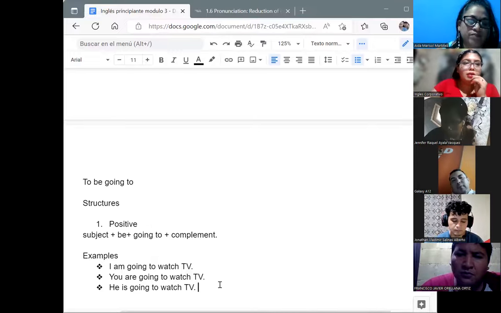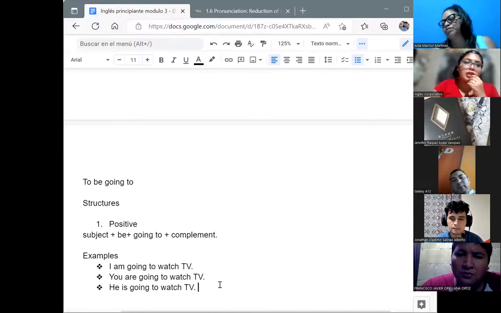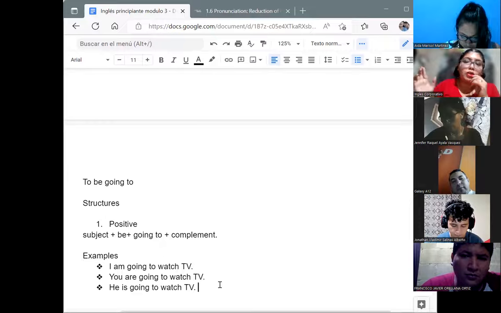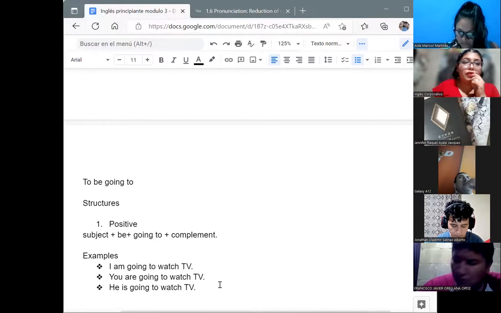Si nosotros tenemos auxiliares, como en este caso estamos utilizando el going to, o alguna estructura en específico, nosotros no vamos a cambiarle nada al verbo que viene después. En ese caso, ya no es necesario agregar la regla de la tercera persona. Solo cuando el verbo es inmediatamente después del verbo to be, en este caso, es que le vamos a cambiar o agregar los finales, pero en este caso no es necesario.